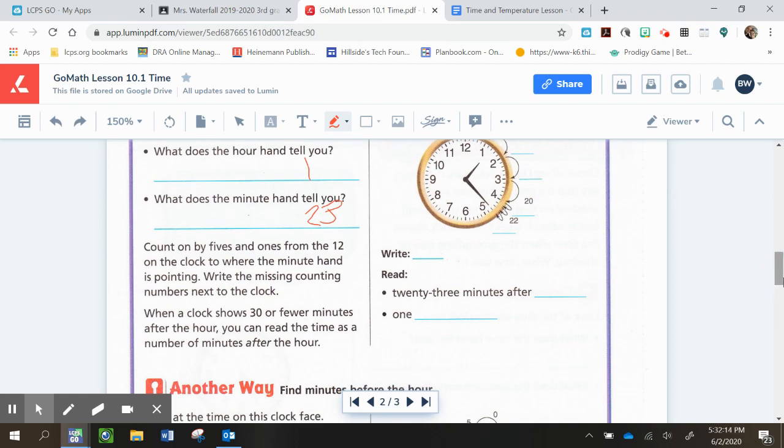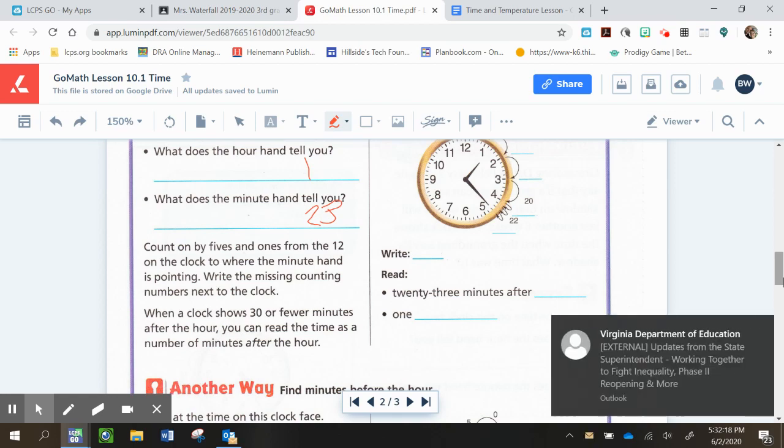When a clock shows 30 or fewer minutes after the hour, you can read the time as the number of minutes after the hour, okay?